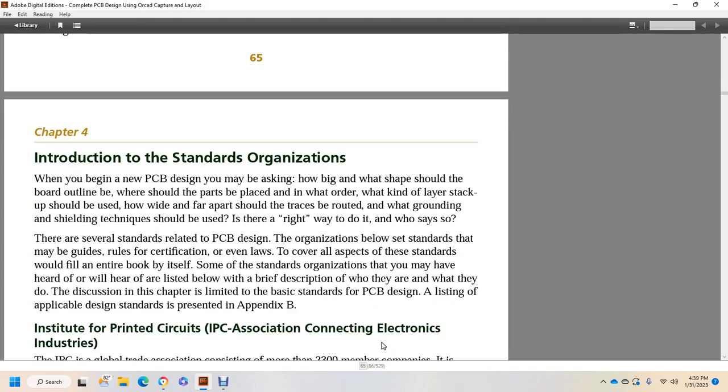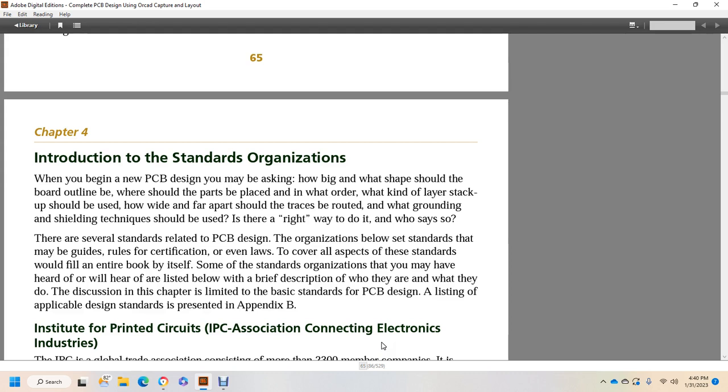Introducing standards organizations. When you begin a new PCB design, you might be asking how big and what shape the board outline should be, what parts should be placed and in what order, what kind of layer stacking should be used, how wide and how far apart the traces should be routed, and which grounding or shielding techniques should be used. Is there a right way to do this, or who says so? There are several different standards related to PCB design. The organizations below set standards that may be guidelines, rules, certifications, even law, but covering all aspects of the standards would fill an entire book by itself.